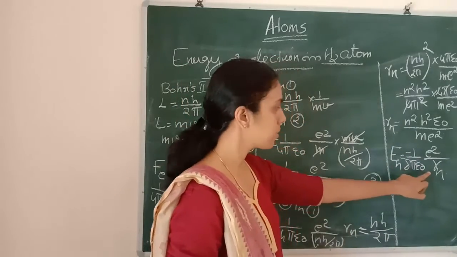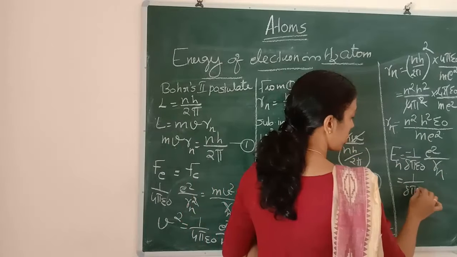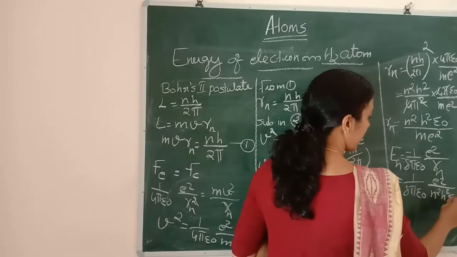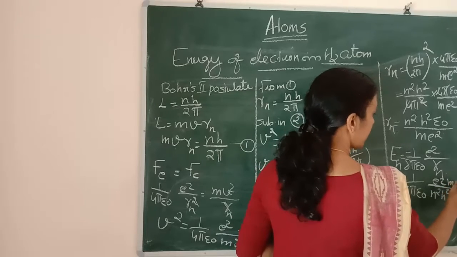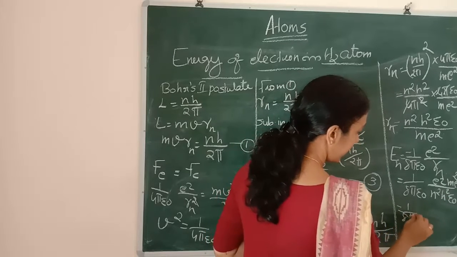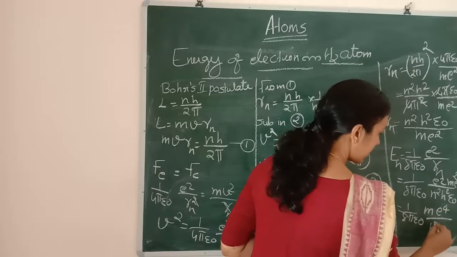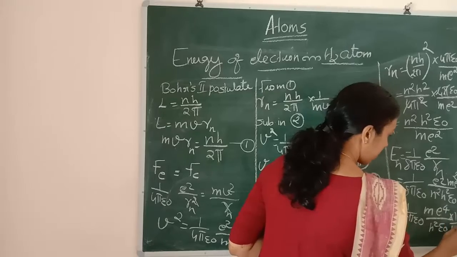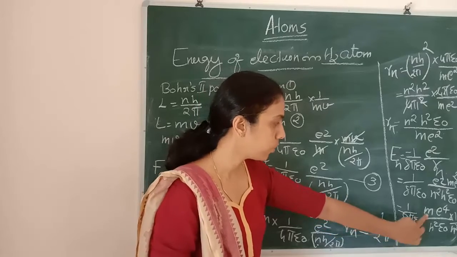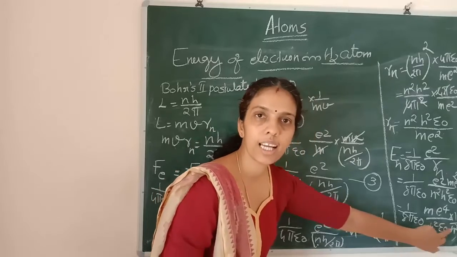So substituting the value of Rn from here, we will get it as 1 by 8 pi epsilon 0 e square divided by n square h square epsilon 0 into m e square. Taking the reciprocal and multiplying, isn't it? So we will get it as 1 by 8 pi epsilon 0 m e to the power 4 divided by h square epsilon 0 into 1 by n square. Okay, so here 1 by 8 pi epsilon 0 we know the value. Mass of electron is constant, charge of electron is constant, h is constant, epsilon 0 is constant.